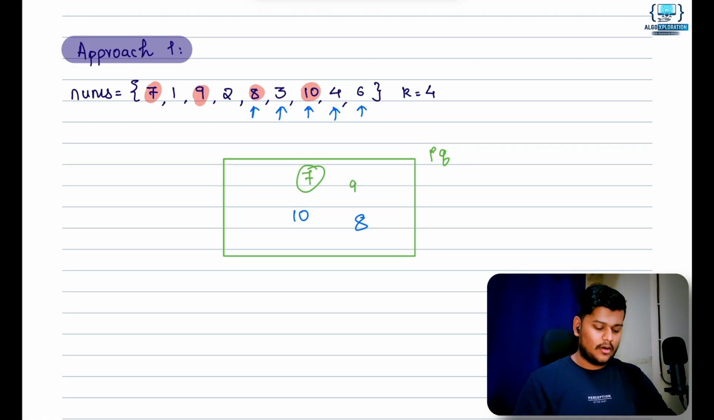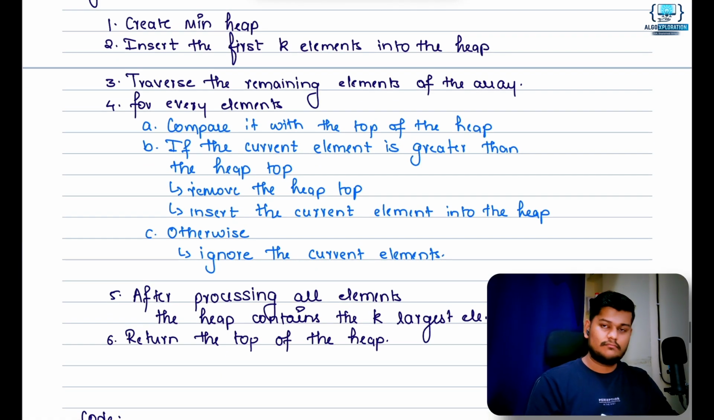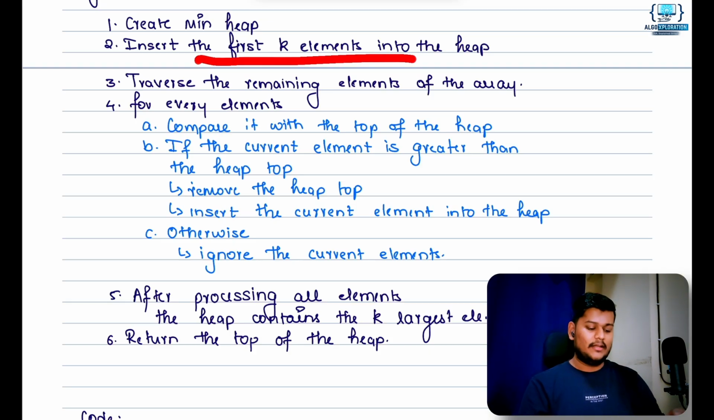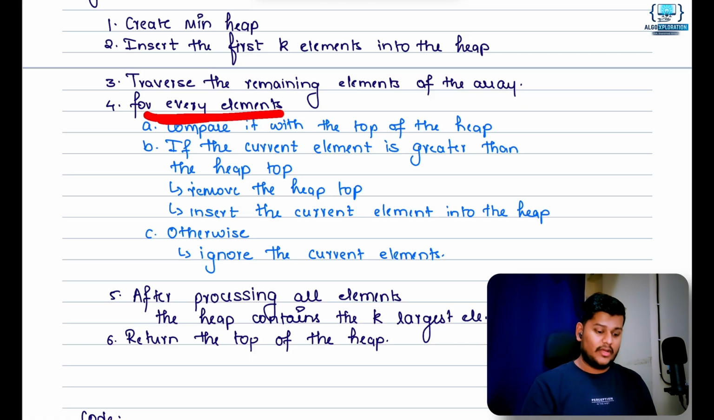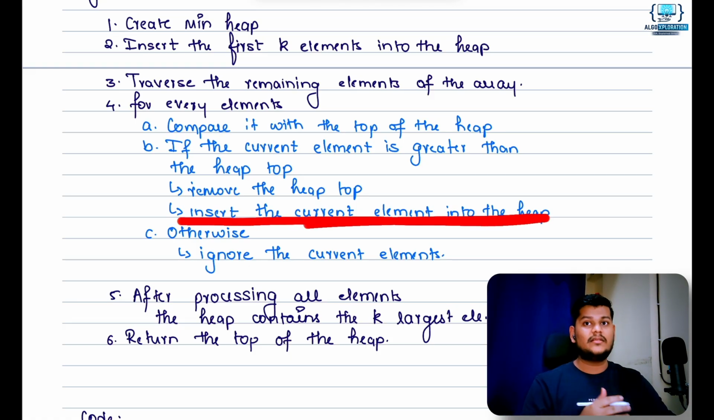Now let's take a look at the algorithm. First thing first, we are going to create a min heap. Then we need to insert only k elements initially. After inserting, we need to traverse the remaining ones. For every element, we need to compare it with the top of the heap. If the current element is greater than the top of the heap, we need to do two things: remove that minimum element at the top, and then insert the current element.